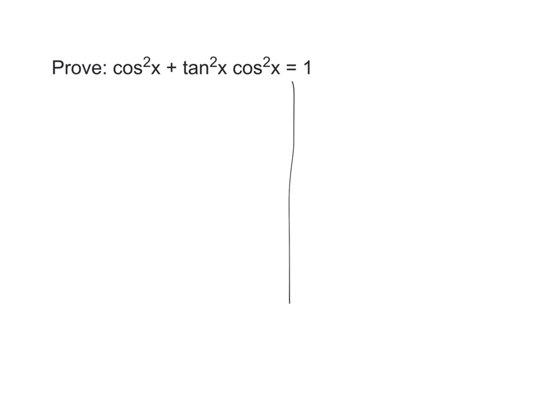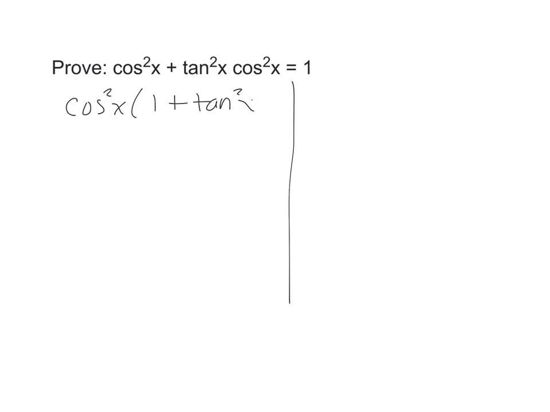You could take that tangent and change it into a sine over cosine. Or you could factor out a cosine squared x. That's what I was thinking about doing. I can see that there's a common factor here, and it might be helpful to factor it out. Wait, would tangent squared x actually be sine squared x over cosine squared x? Yeah. So that'll work, I think, too. Either of these are going to work.